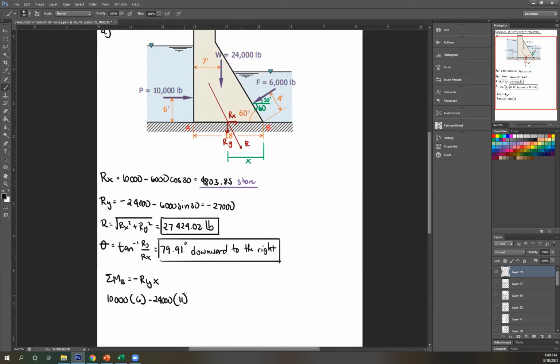Okay, so 11. And then lastly, 6,000 rotated about B. That's once again counterclockwise. So negative 6,000 times perpendicular distance given to be 4. And then equals negative Ry. Ry is 27,000. Solving for x, what do we get?